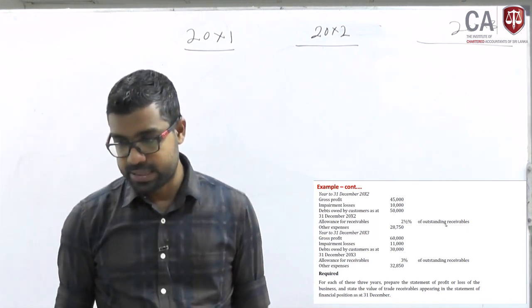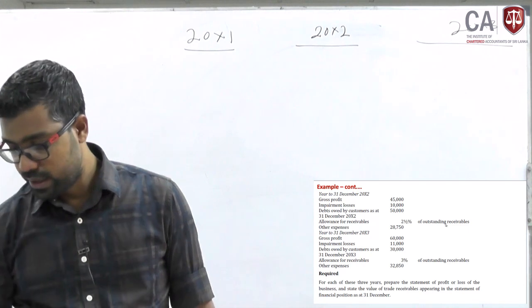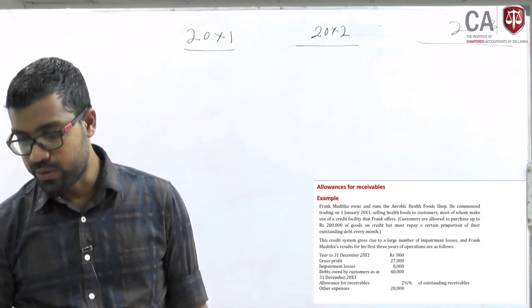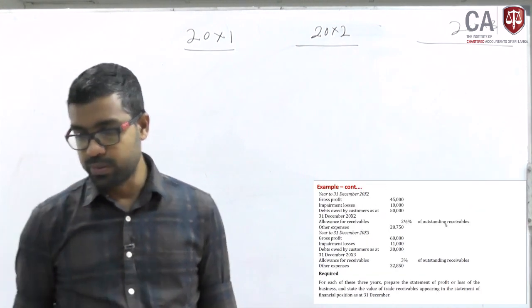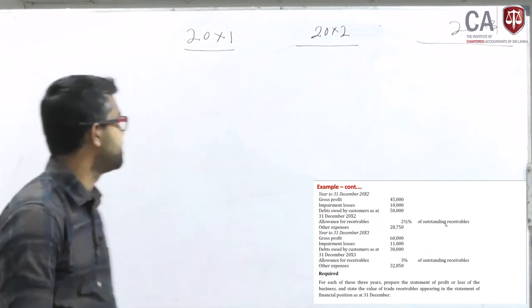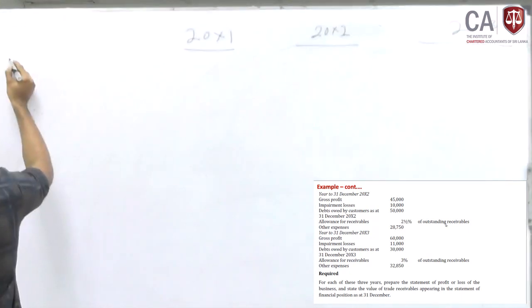First, start with the fact that sales figures are not given, right? They have given us gross profit 27,000, 45,000 and 60,000. Start with the gross profit.